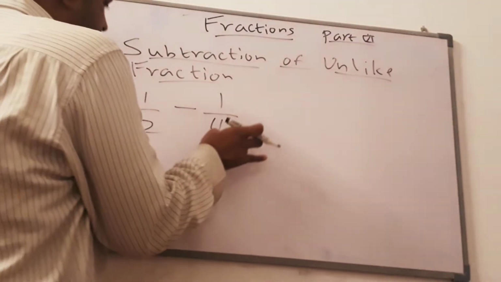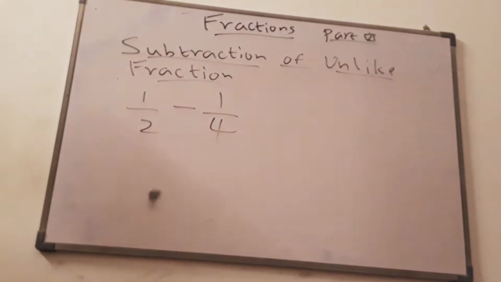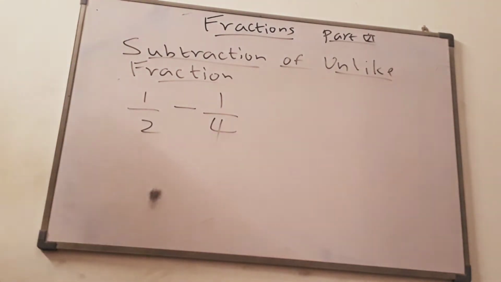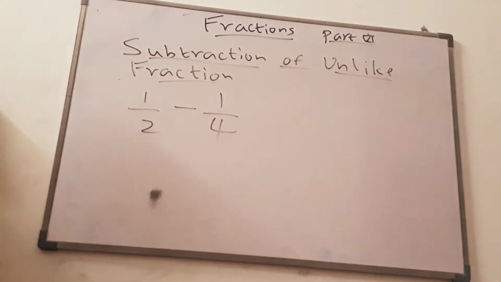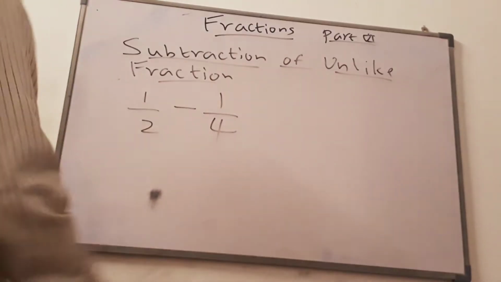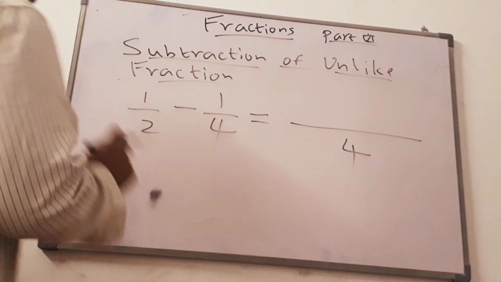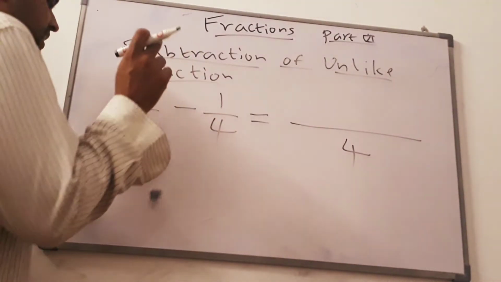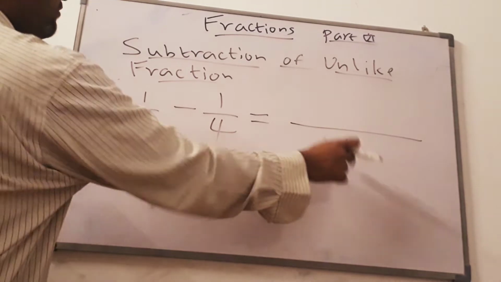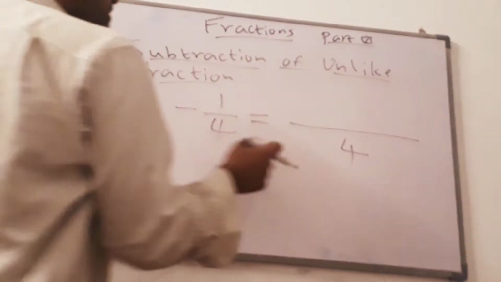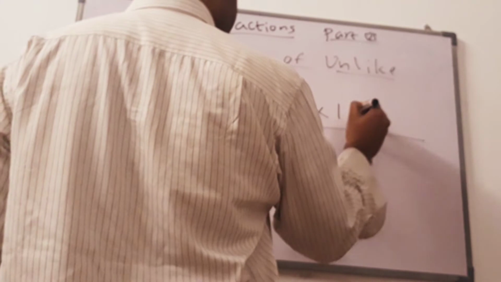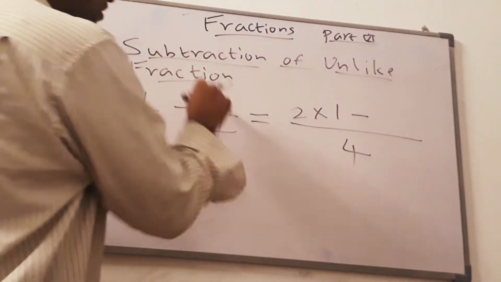First of all we have to check whether the greater value of the denominator is a multiple of the smaller denominator. It is proven that 4 is a multiple of 2. So we can easily take 4 as the common denominator. Now we have to check how many 2's are there in 4. Like in addition, first of all we have to get the common denominator, then we check how many 2's are there in 4. 2 times 2 is 4, so it is 2 times 1 minus how many 4's? 1 4, times 1.